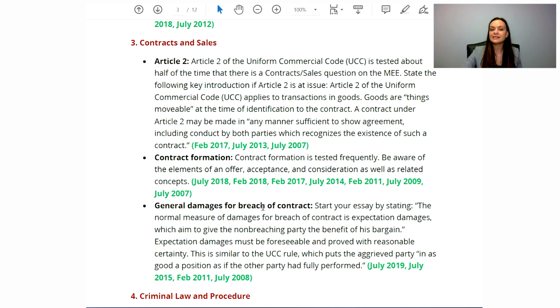So for instance, in recent administrations, they've tested whether or not an offer existed and if it had expired prior to acceptance. And they've also tested whether or not an offer had to be held open and could be revoked. So again, understanding these nuances of these more general pieces of law is necessary to do well on these contract formation questions.